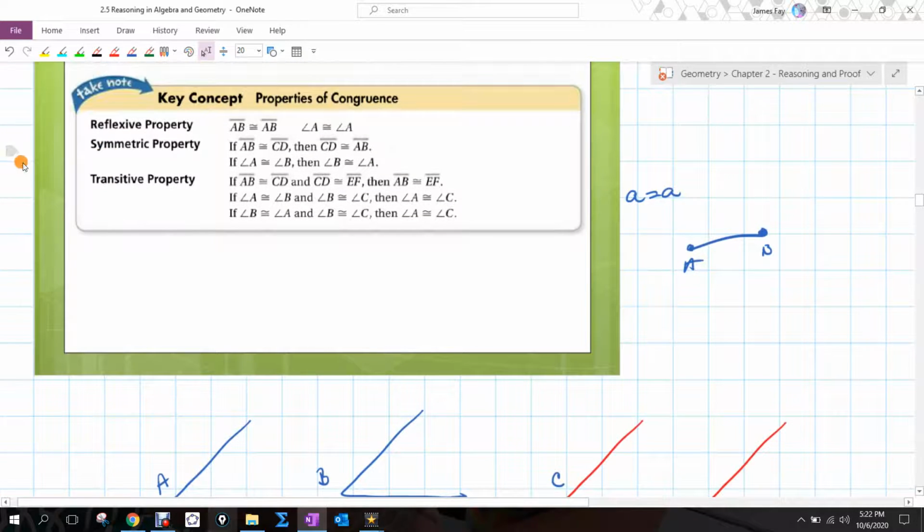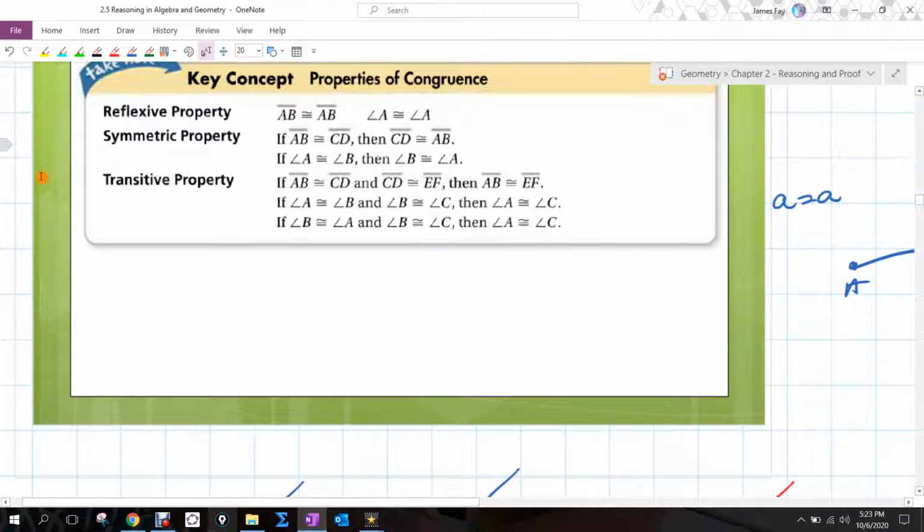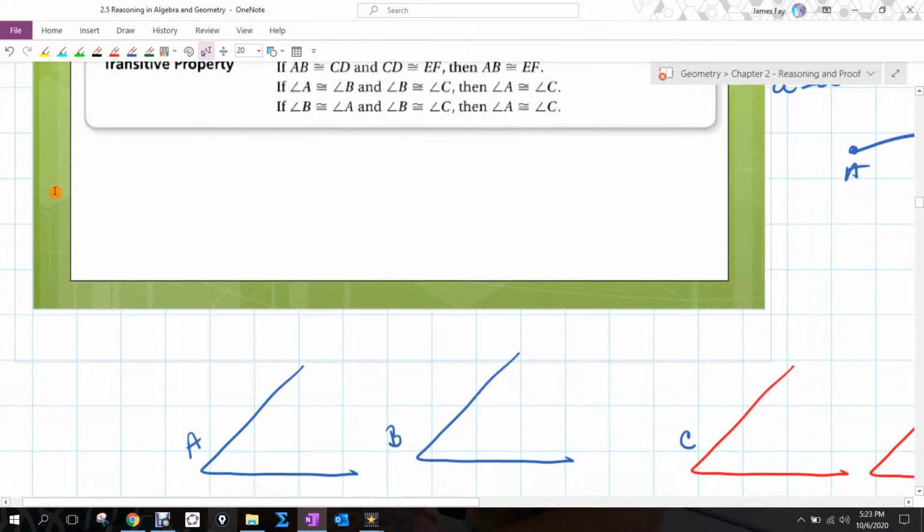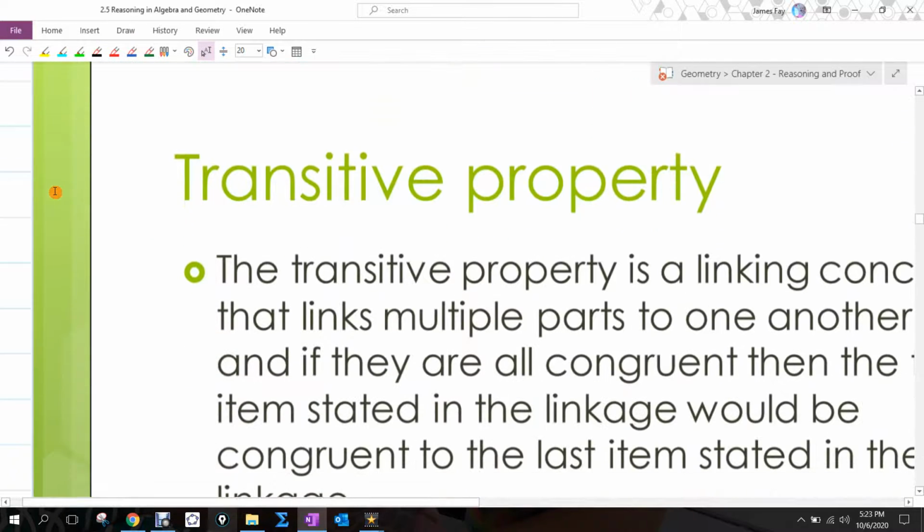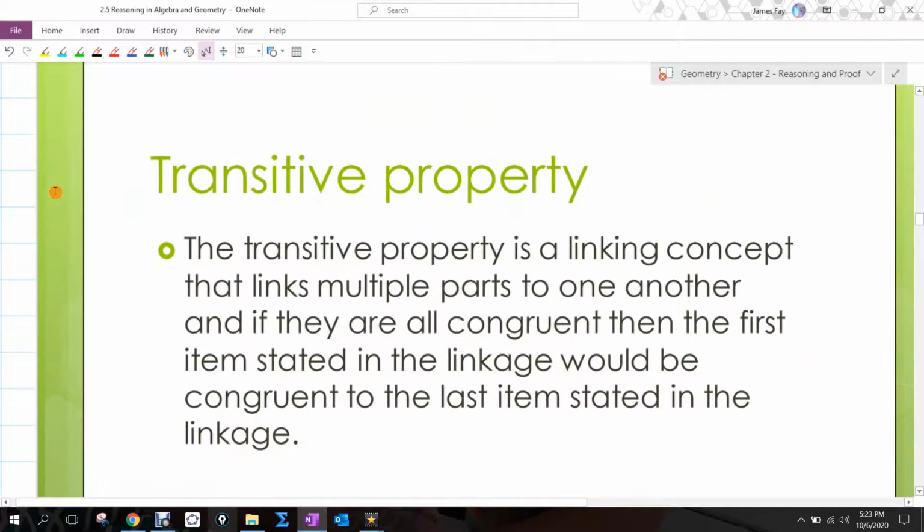It's a linking procedure of either equality or congruence that allows me then to narrow my focus on just two of the objects in the linking system and make an argument about them in regards to congruency or equality. And that's kind of what this next slide is talking about.